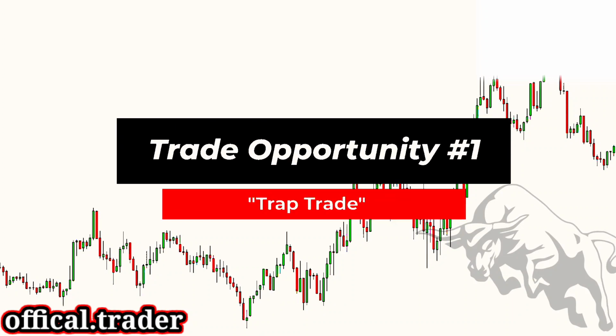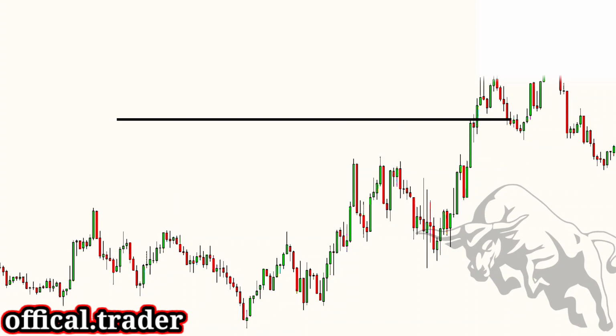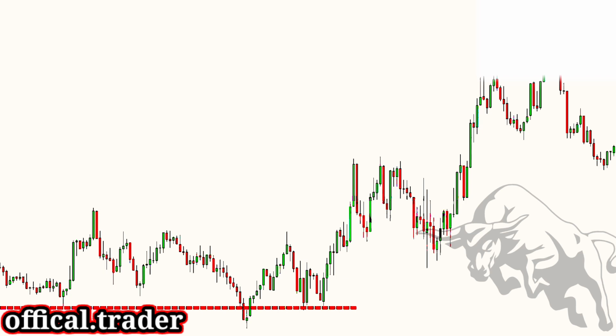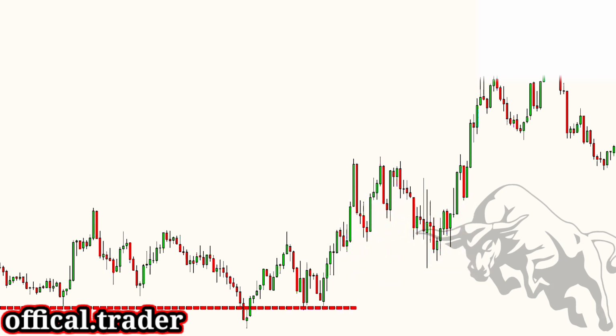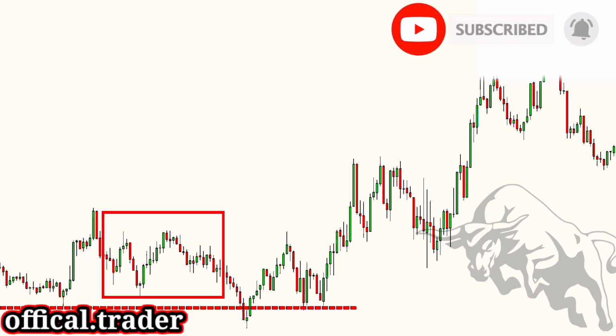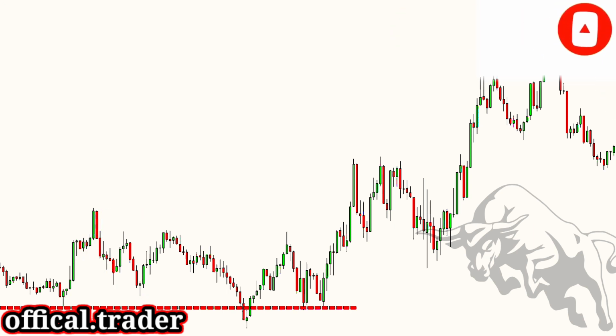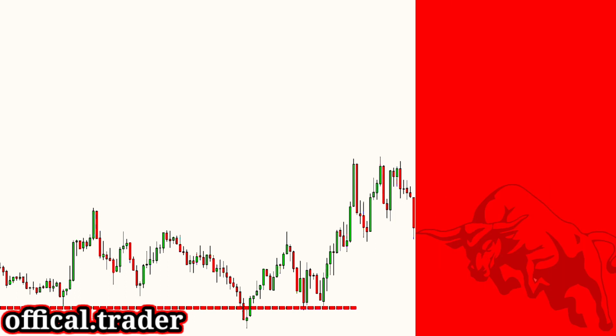Let's cover the first trade opportunity. Here is the range bottom we were looking at on the daily chart just a moment ago. As you can see, the level held as good support on the first touch. We saw a bullish reaction, and then price traded sideways for a short while. Then, what we saw next is referred to as a trap trade.